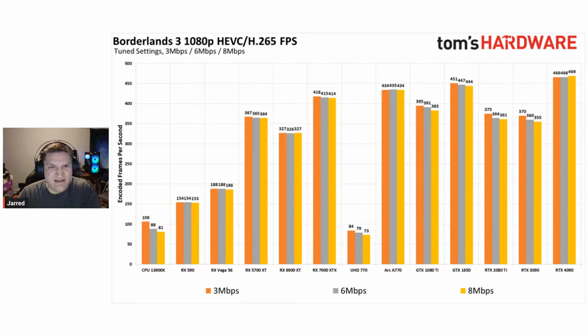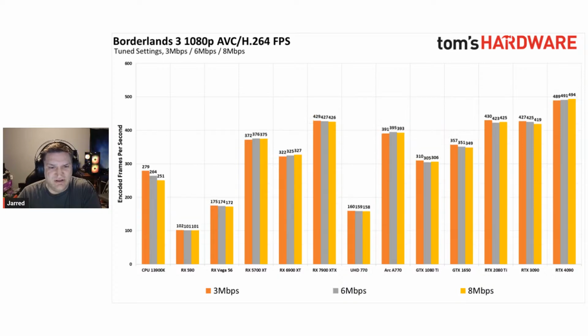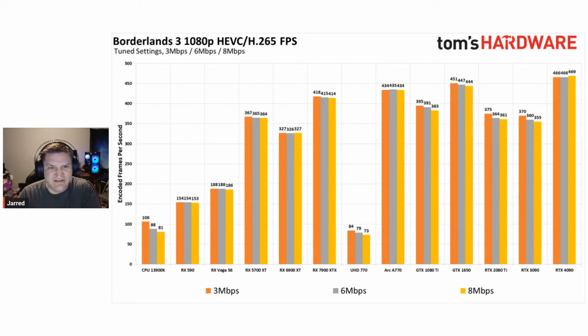And then AMD, I think AMD, their older ones. So the 5700 got fast. No, it stayed the same. The 6900 XT stayed the same, and the 7900 gets a little bit slower.